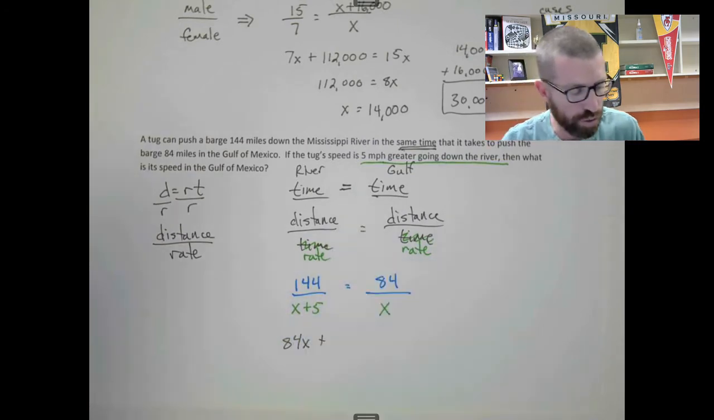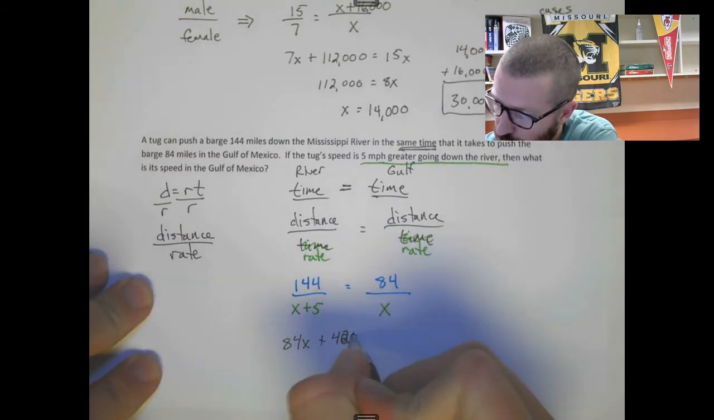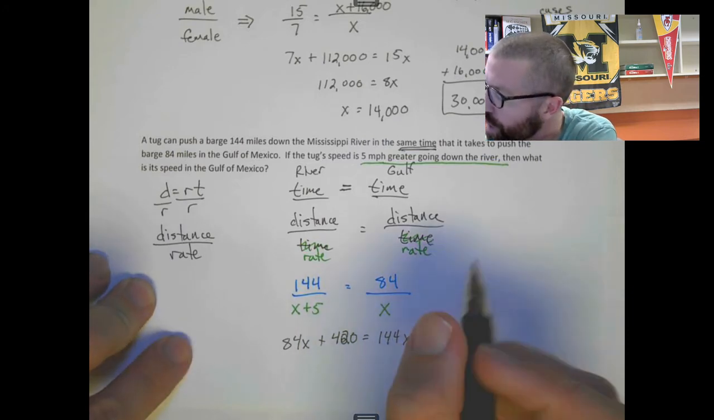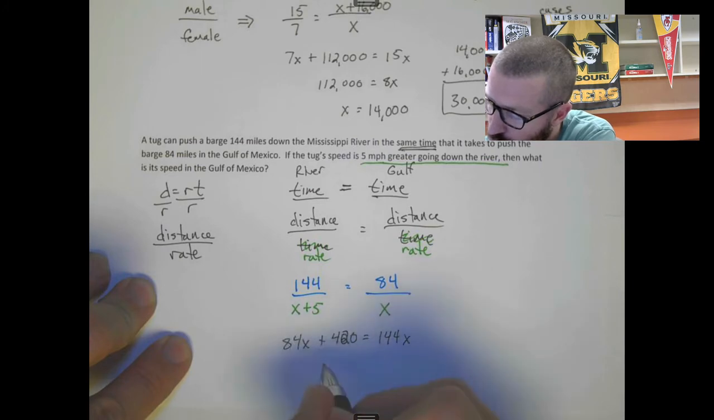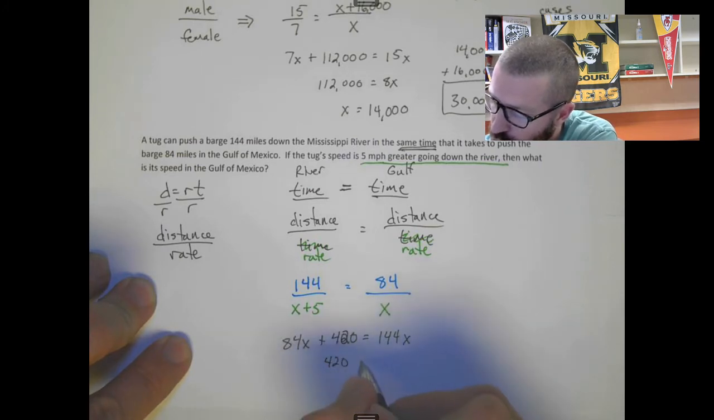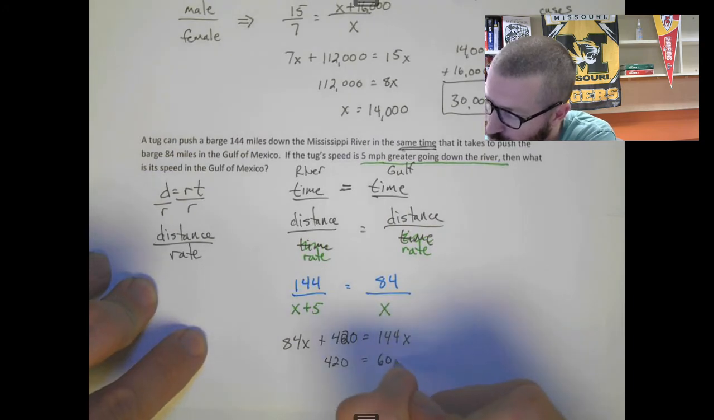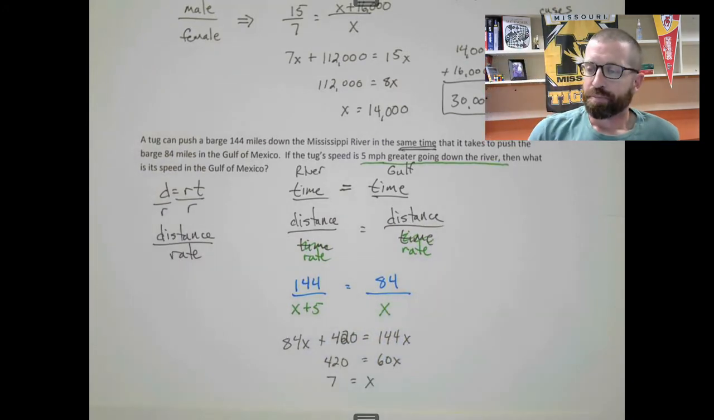84x plus 84 times 5 is 420. Whoops. 420 is equal to 144x. And then when we subtract 84x from both sides, what would that be? I should be able to do that. 60x. And then divide, and you get 7, when you divide by 60.